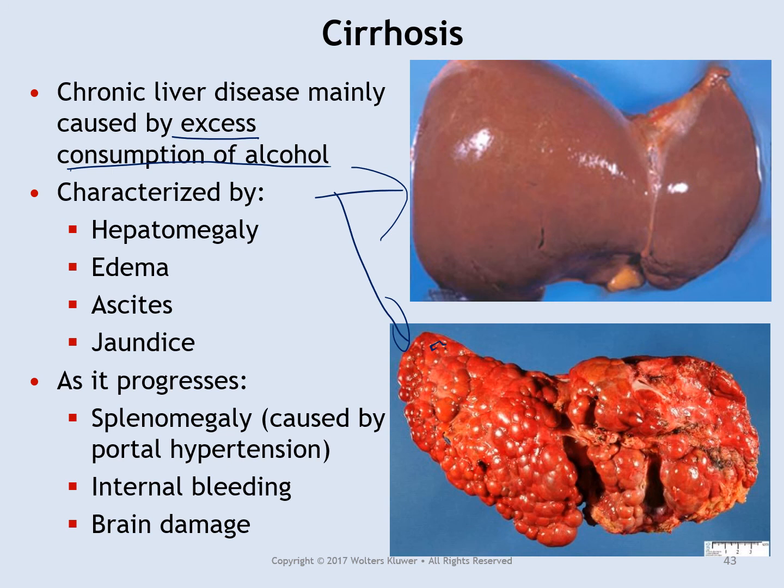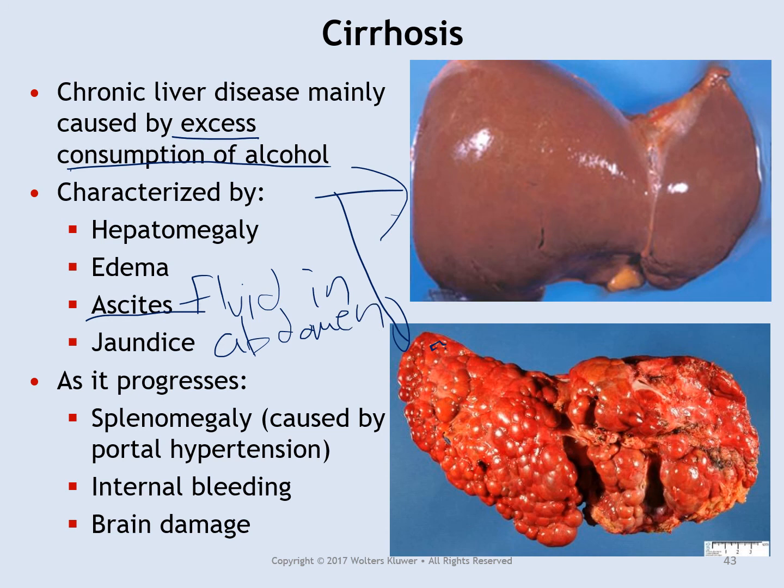With cirrhosis, you see hepatomegaly. The liver will start to get pretty enlarged as it starts to develop all this scar tissue. You'll see edema and ascites. Ascites is buildup of fluid in the abdomen. The abdomen will look really big and distended. And then you'll see jaundice as well. Your patient will start to turn yellow.